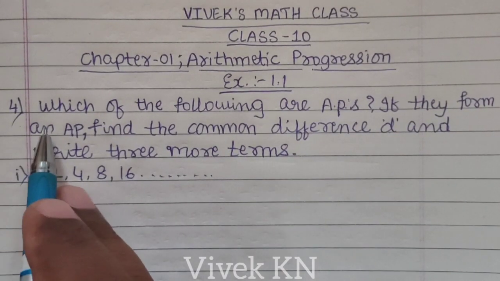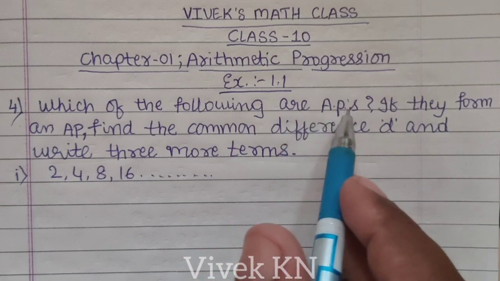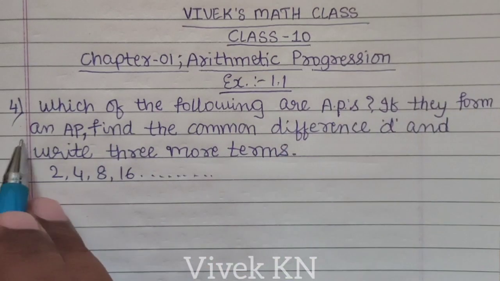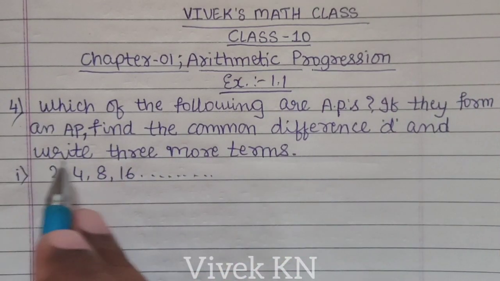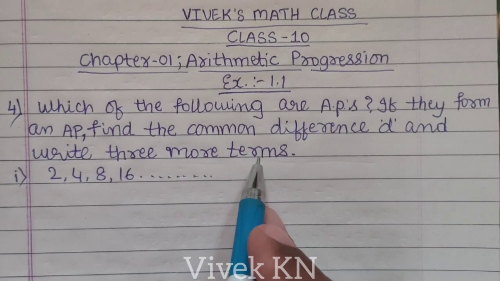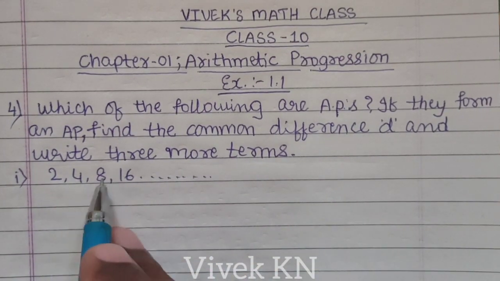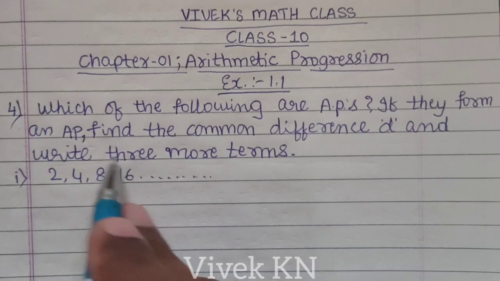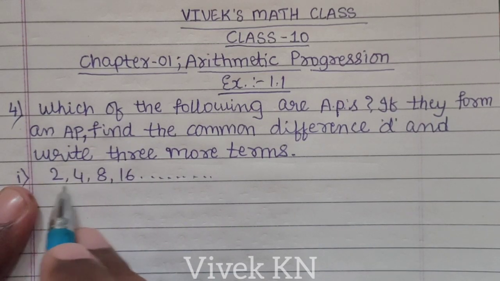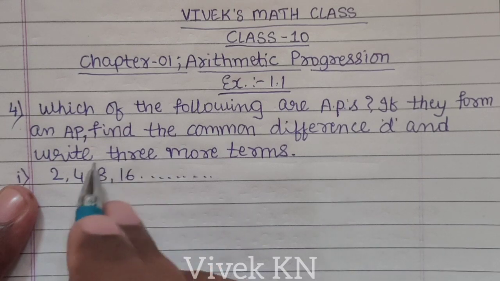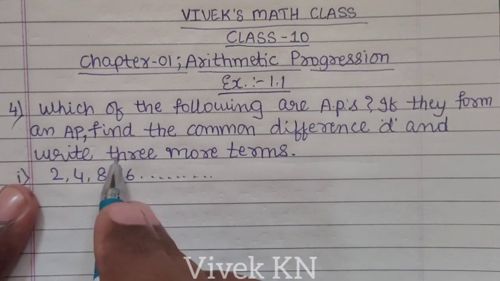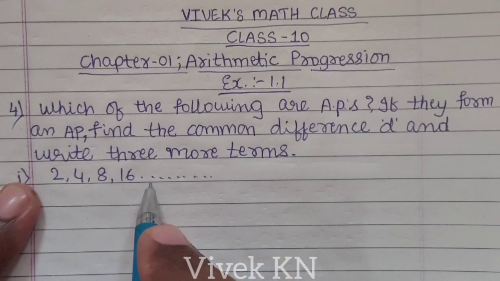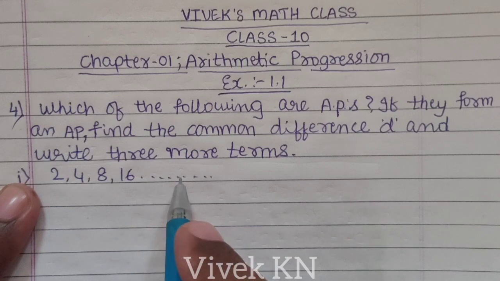Fourth question. Which of the following are arithmetic progressions? If they form an arithmetic progression, find the common difference d and write three more terms. Here we have to find the common difference of all the given terms. If the common difference is the same, then the given set of numbers is said to form an arithmetic progression. Then we have to find three more terms. If the common difference is not the same, then it does not form an arithmetic progression.